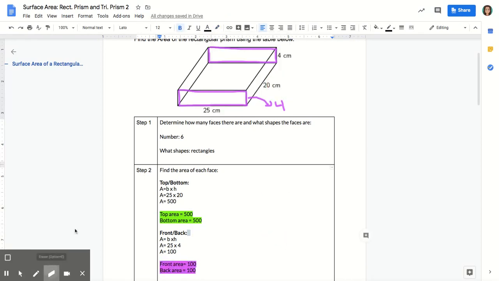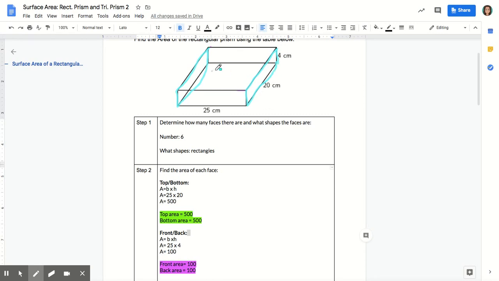And now let's take a look finally at the left and the right. So we have a left side and a right side. The left side is over here, and we don't have any labels for that. And then we have our right side, and luckily we have a base and a height label for the right side. It has a base of 20 and a height of 4.